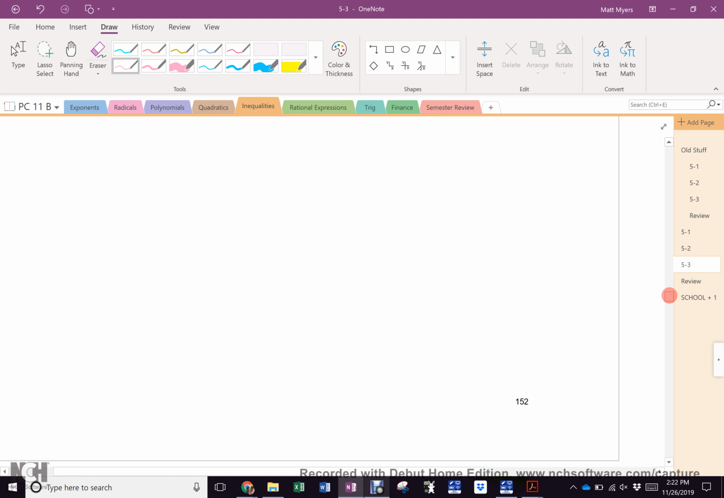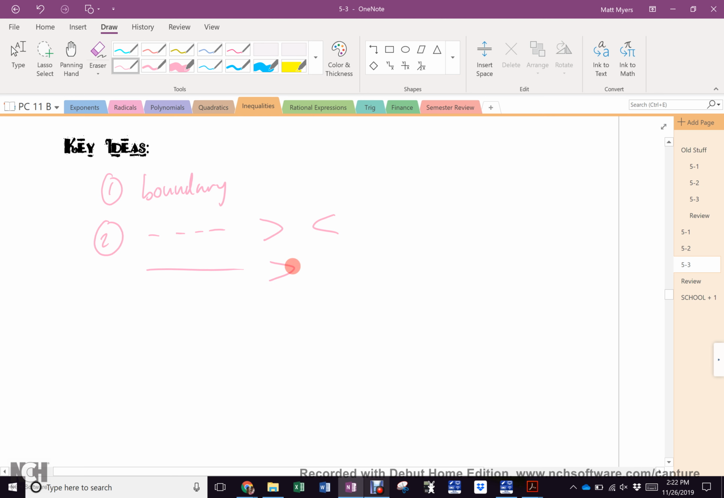Now, ladies and gentlemen, I screwed up in printing your key ideas. We're almost out of time. What's the same as everything we've done? What did we need to find first? Boundary line. That's a key idea. Two. What do we have to remember at the boundary line? Dotted for greater than or less than, solid for equal to.